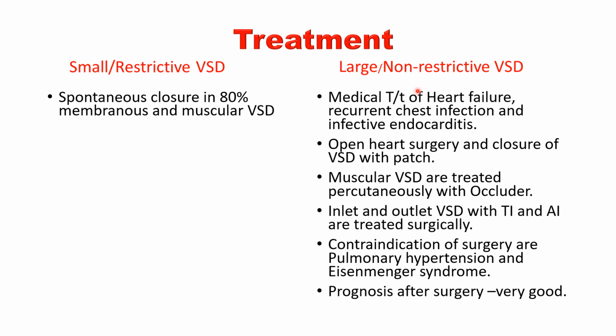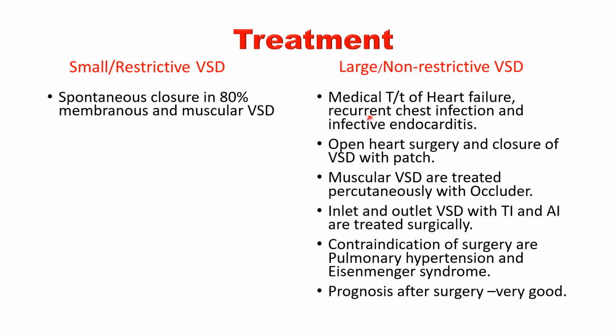And for large and non-restricted VSD, open heart surgery should be done, and the defect should be closed with a patch. And muscular VSD is less common, just 10 to 15% of the patients, but treatment is easier. Muscular VSD can be closed with a percutaneous occluder. Treatment is easier, but it's less common. Inlet and outlet VSD with TR, as I have discussed earlier, should be treated surgically. Open heart surgery with bypass.